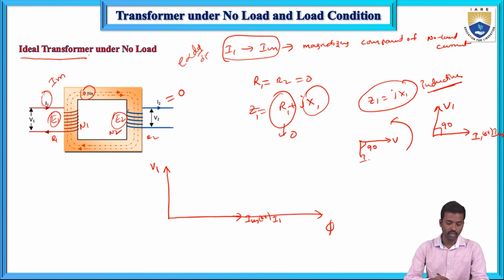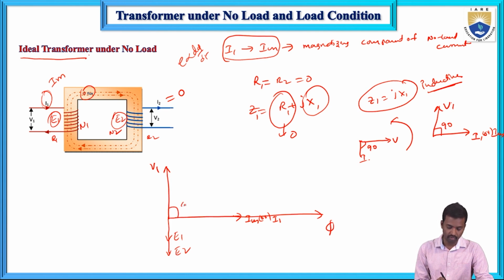Now here what will happen? According to Lenz law. What is Lenz law? The induced EMF opposes the cause producing it, which is the supply voltage V1. So according to Lenz law, E1 and E2 oppose the cause producing it, which is the supply voltage V1. These two are E1 and E2. E1 and E2 magnitude depends on the number of turns in the primary and secondary.